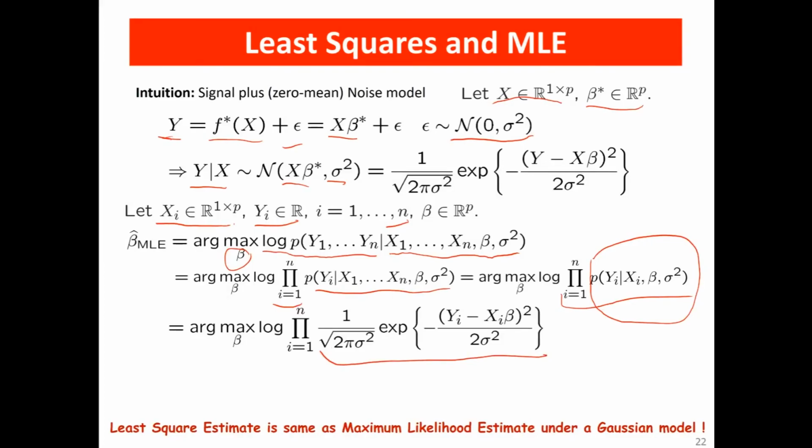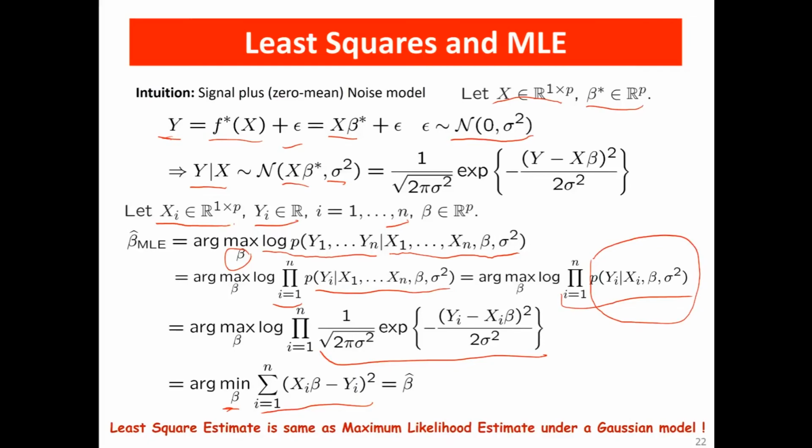If I want to find a beta that maximizes this expression, I just need to solve this maximization problem, and because the log will cancel the exponential function, our final problem is nothing else, just find that beta that minimizes this sum of squared expression. And if you look at it, it's just a least square linear regression problem. So the least square estimation in linear regression is the same as the maximum likelihood estimation under the Gaussian model in linear regression.